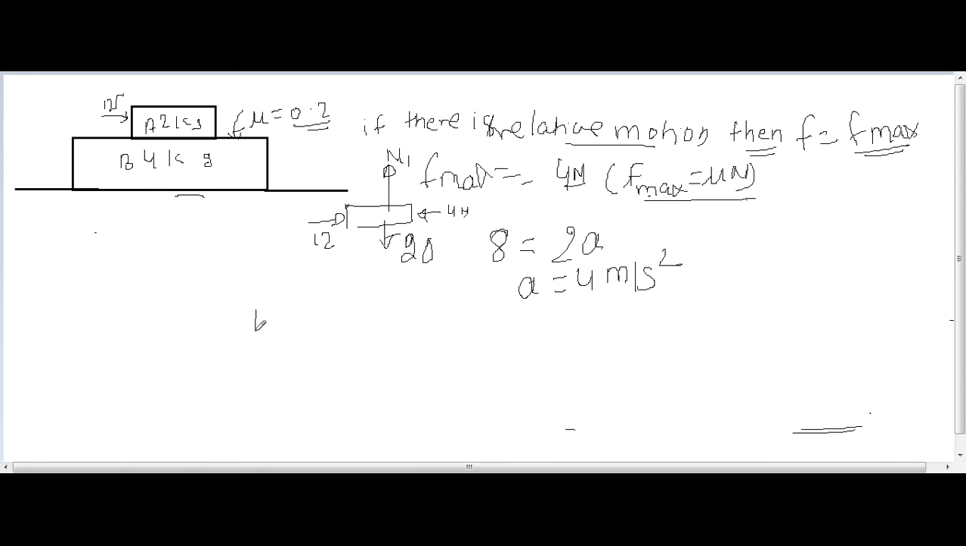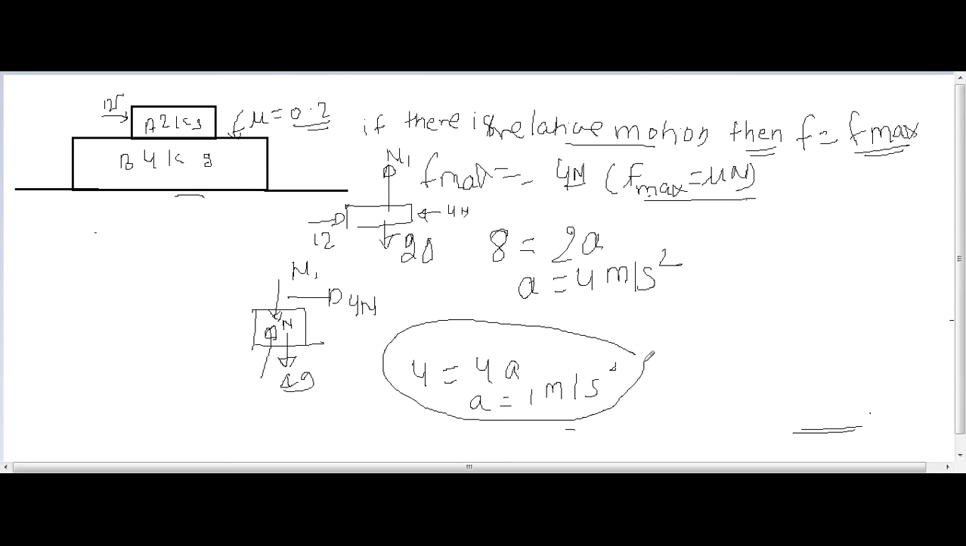And what is the acceleration of B? On B there is only one force in this direction, this is 4 Newton. This is mg, this is 4g, this is N, and this is N1. So this is 4 Newton, so 4 is equal to 4a. What is a? A is equal to 1 meter per second square.